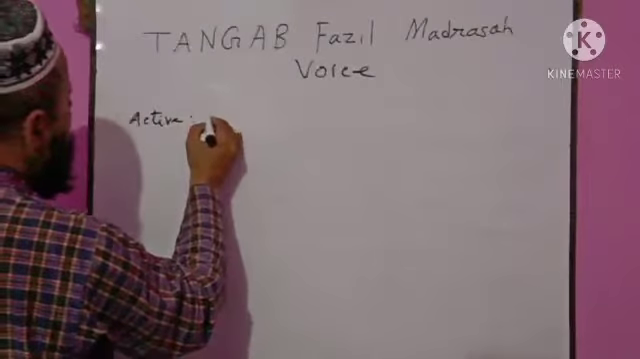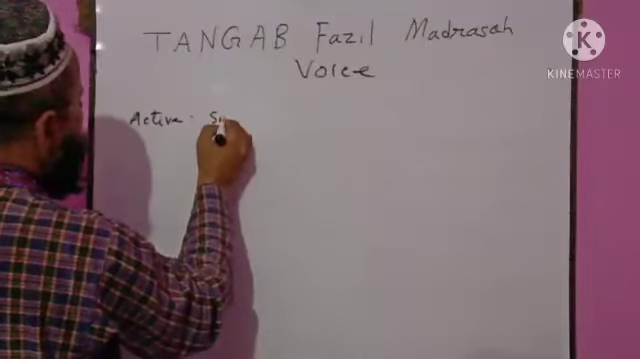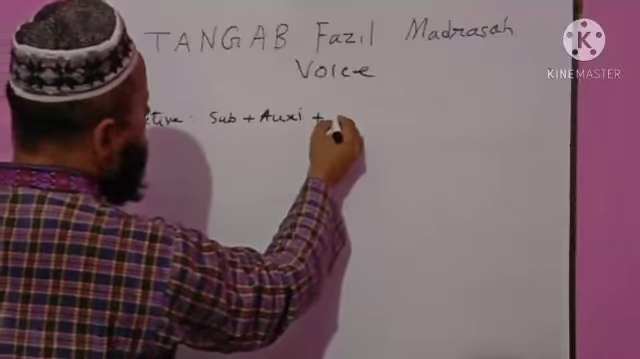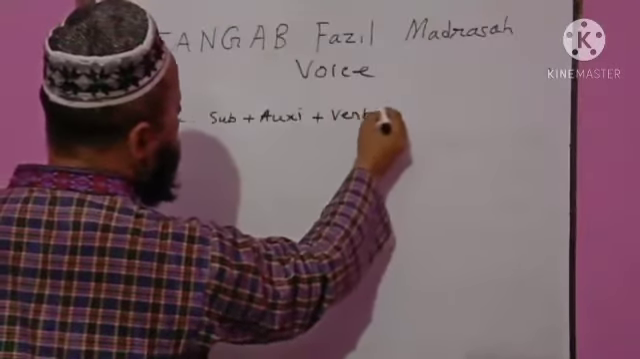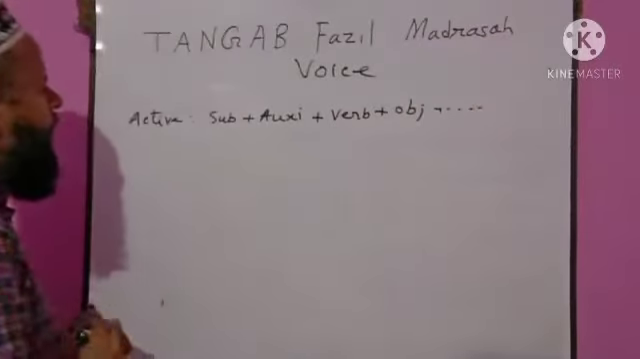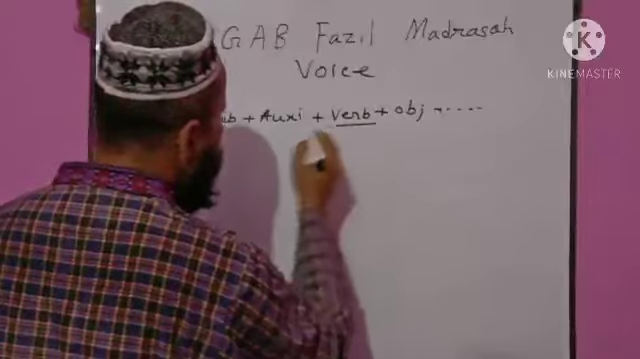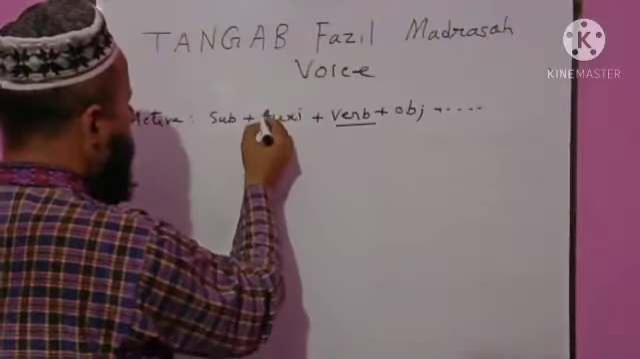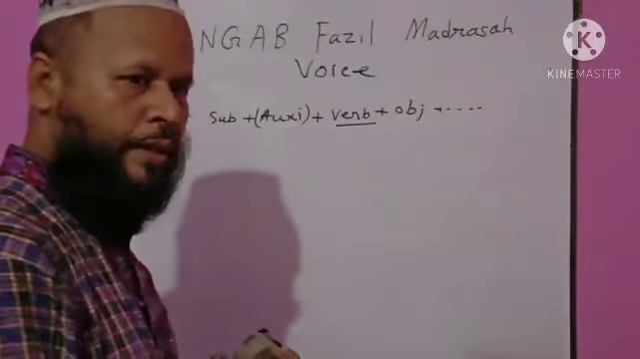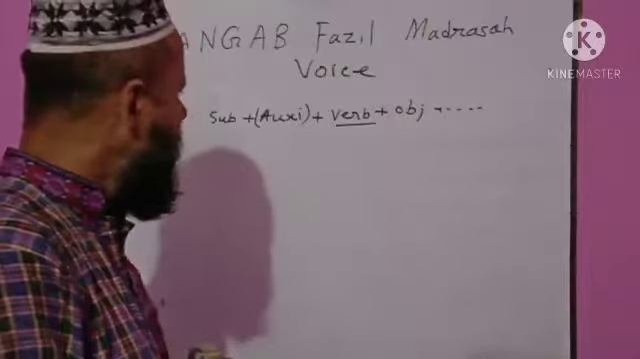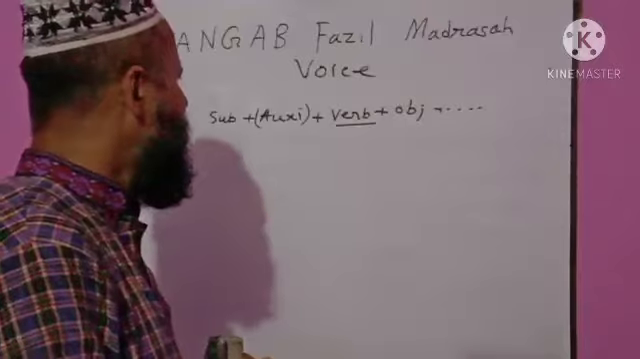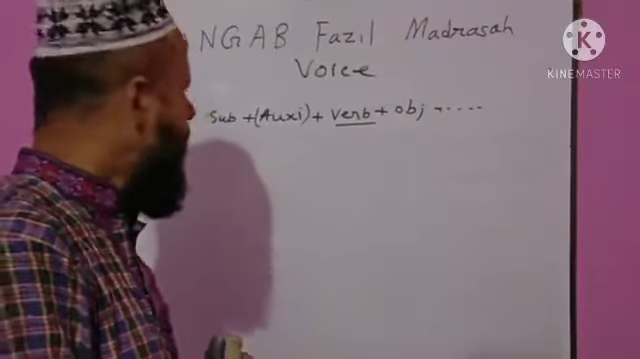Write the structure. Active. In a sentence, subject plus auxiliary plus main verb plus object plus other words. Auxiliary verb may be before the main verb or may not be.